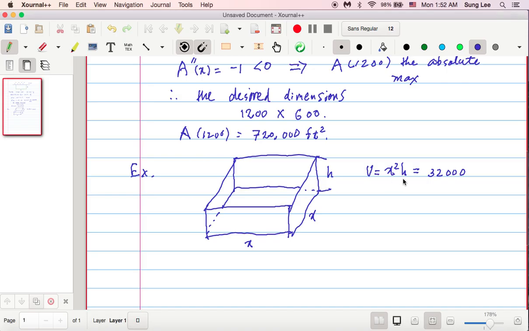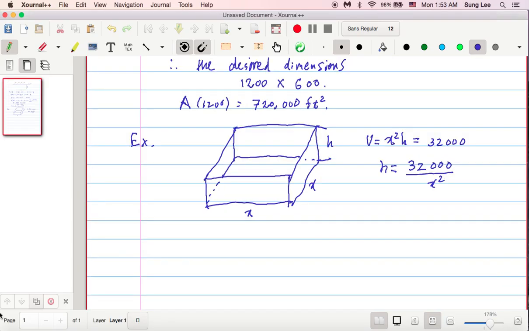As you can notice, this is going to be a constraint. Two variables are involved in this case, x and h, but the constraint will allow us to reduce them to one variable. I'm going to solve this volume for h, so that gives us 32,000 divided by x squared. And what we are trying to minimize in this case is the area.